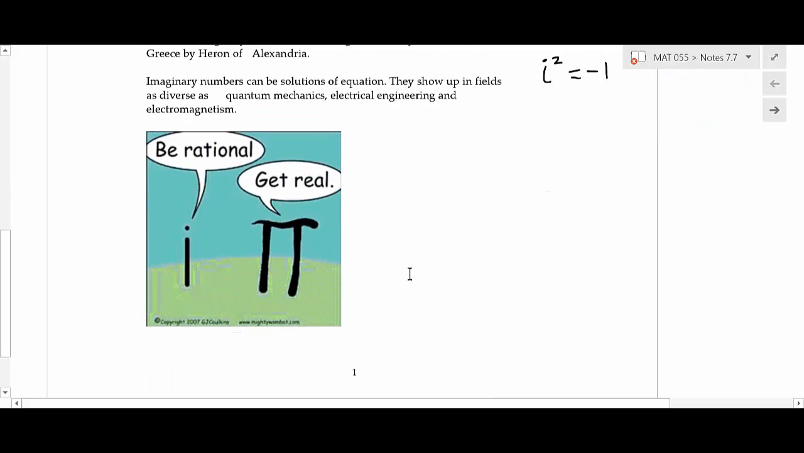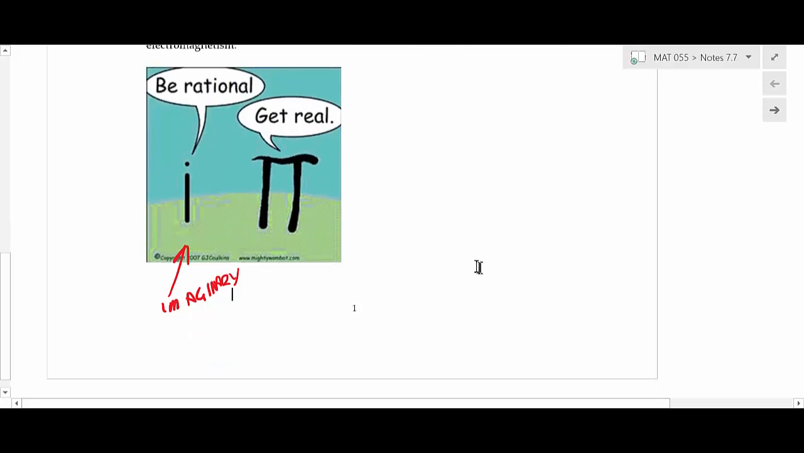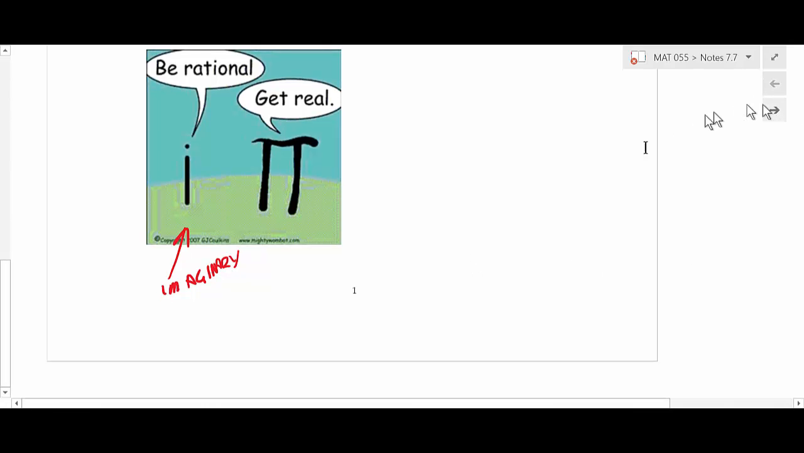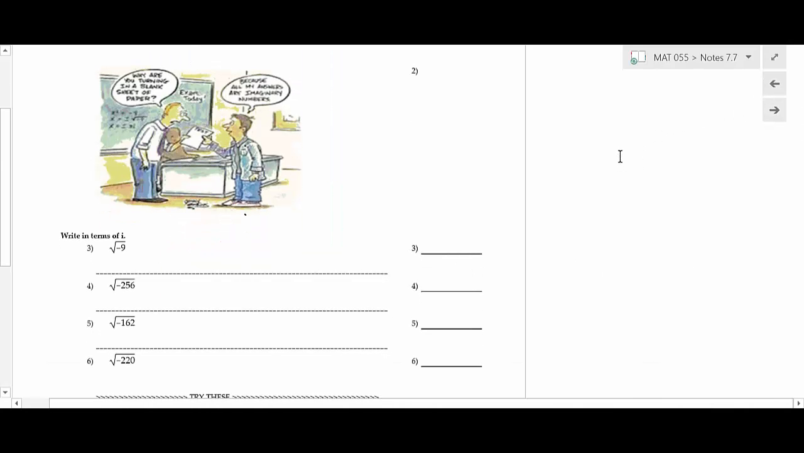I don't know if you guys get this joke or not, but I don't know if I get it. That's an imaginary number right there. So i is an imaginary number, and pi is a real number. So this guy, i, is saying to pi, hey, get real, and pi is saying, hey, you be rational, ha ha ha. I see that a lot of times on the internet and Facebook. Now I love this joke.